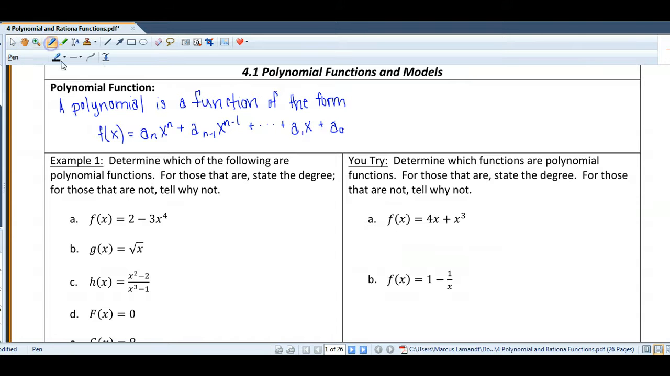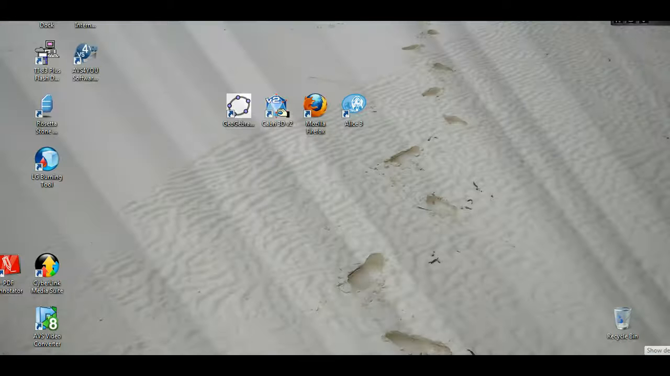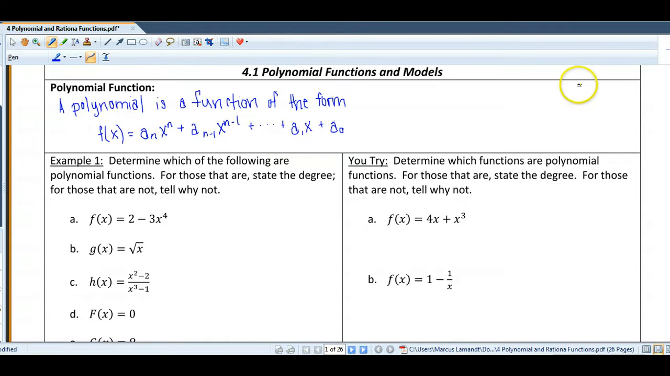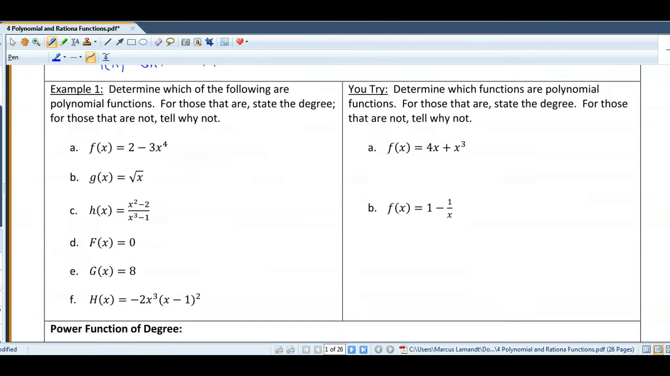Alright, so for our first example, let me go back to blue. Determine which of the following are polynomial functions. For those that are, state the degree. For those that are not, tell why not. Okay, so we're given a bunch of these. For A, we have 2 minus 3x to the fourth power. This is a polynomial. The degree is whatever the highest power is.